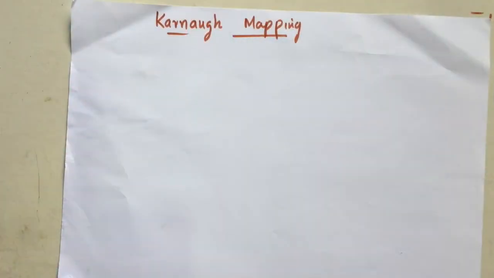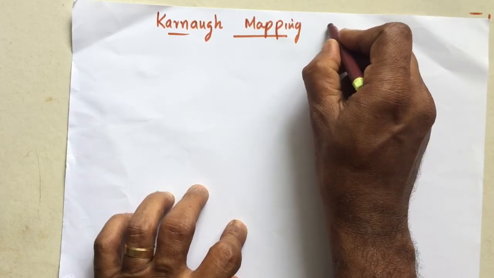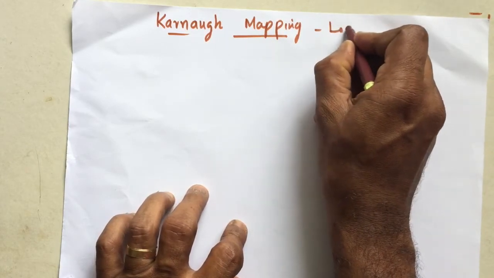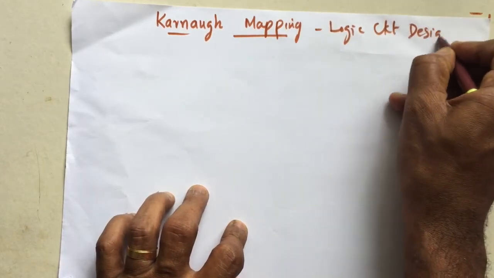Hi all. After learning SOP methods, that is sum of product method and product of sum method for designing logic circuits from truth table, today we are learning a KMAP method, that is Karnaugh mapping, for digital circuit or logic circuit designing.